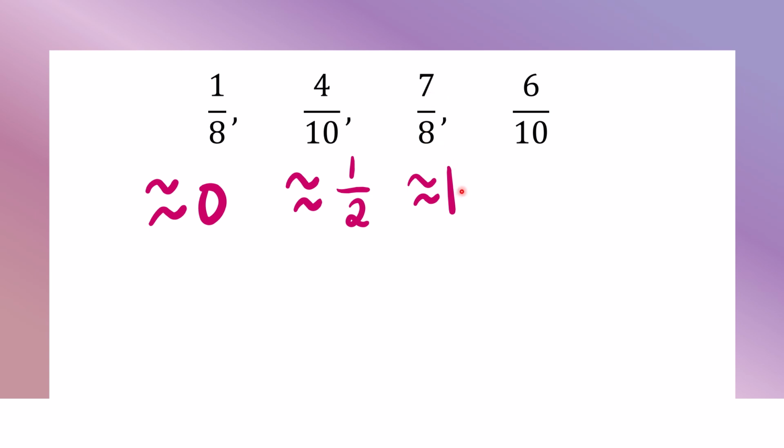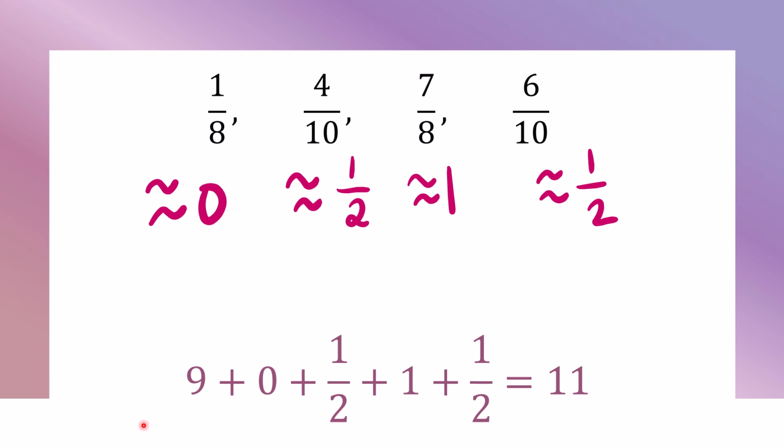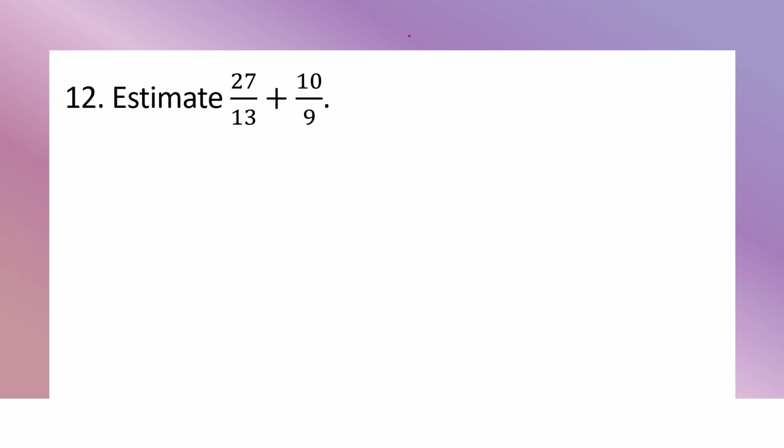7/8, that's very close to being a whole, right? So 8/8 would be a whole. And then 6/10, once again, that's very close to 1/2. So if we were just estimating these, we would say that if we added these up, that would be about a half, plus another half, plus a whole. So that would be about 2 pounds. All right, so if we add that to our previously added up sum, so we had 9 plus another 2 gives us 11 pounds that we're estimating for her class.